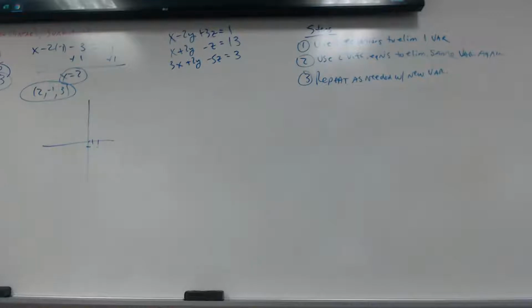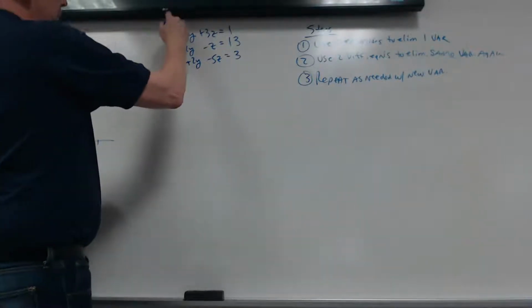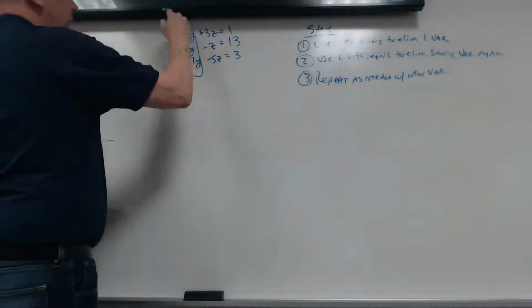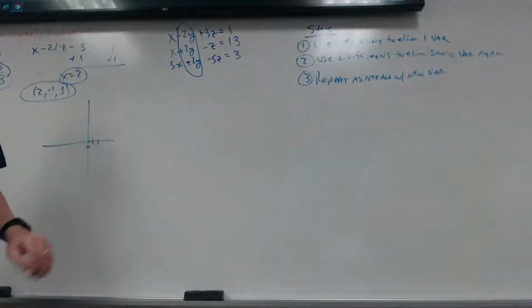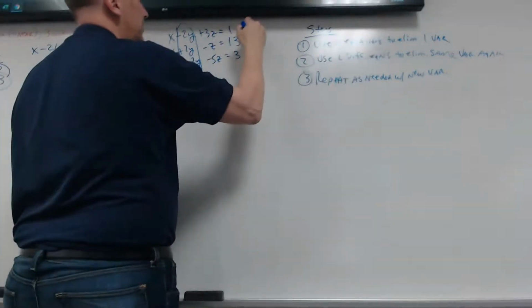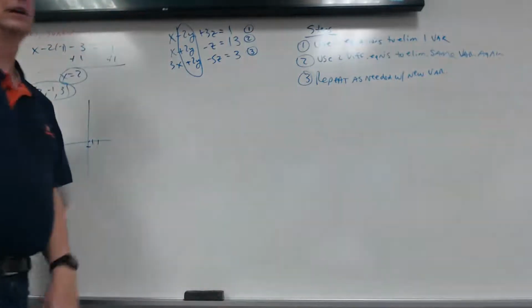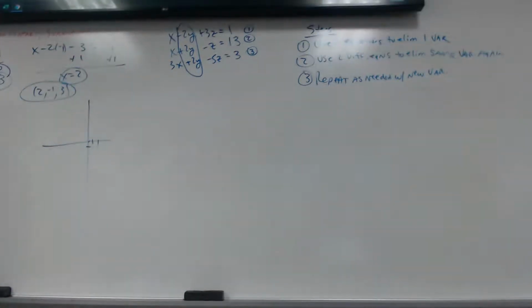So, Maddie, it must be your turn. Does the x, the y, or the z seem like the easiest variable to eliminate? I want to see the y. The y, because first of all, they're all 2's, right? And they're plus and minus. If I label this number 1, number 2, and number 3, how would we eliminate the y's?